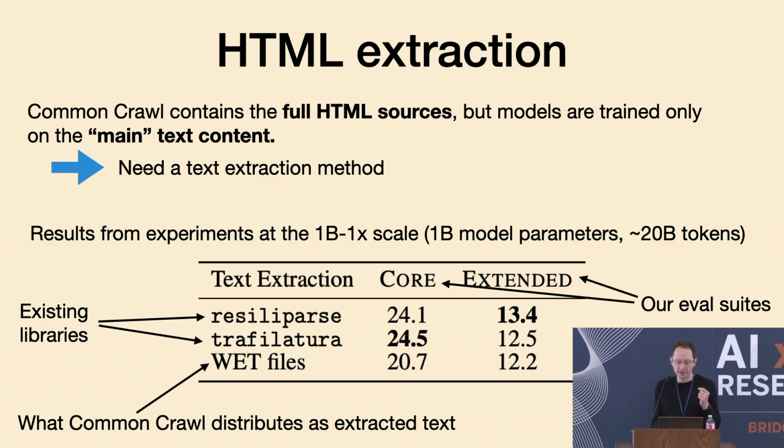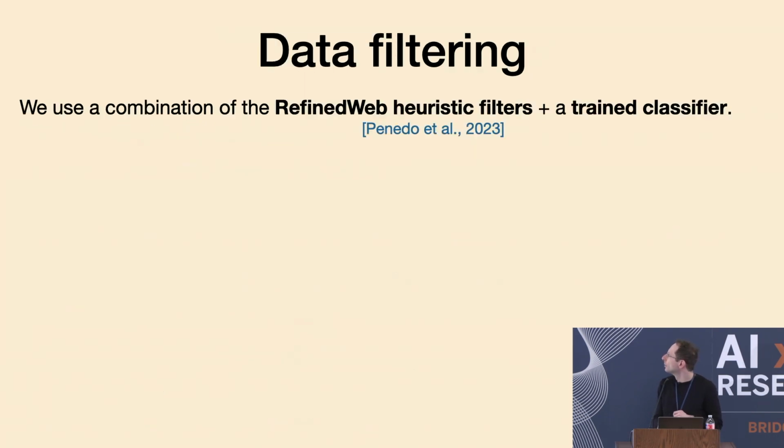Good, so this was step 1. We need to get the data and then do the HTML extraction. The most important step in these pipelines is the data filtering. As we said, we have a ton of tokens, about 240 trillion from Common Crawl. Now we need to decide which of these tokens we should keep and train on. That's data filtering. Overall, what we used is a combination of heuristic filters and a trained classifier.